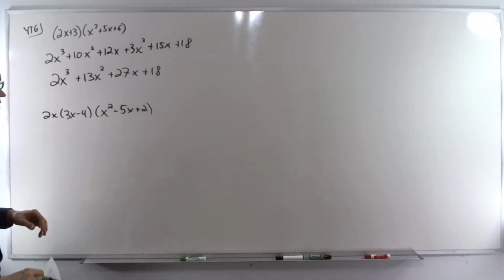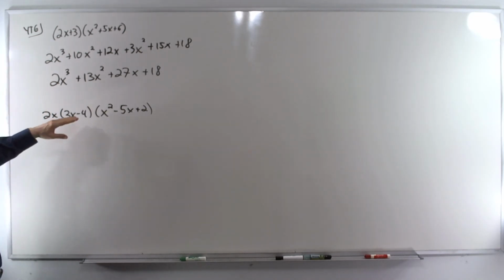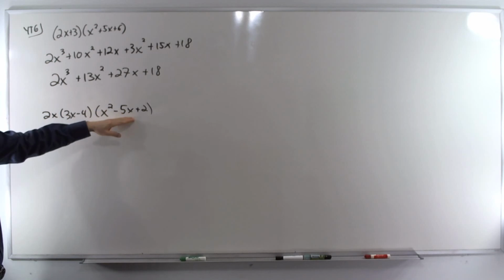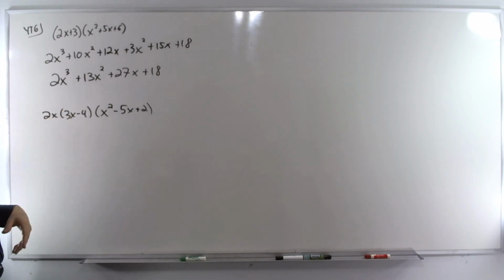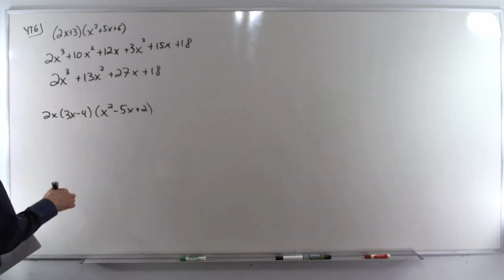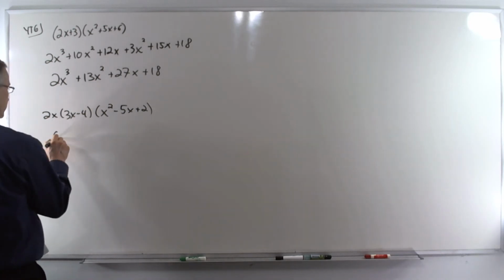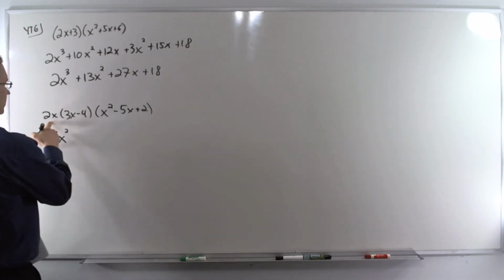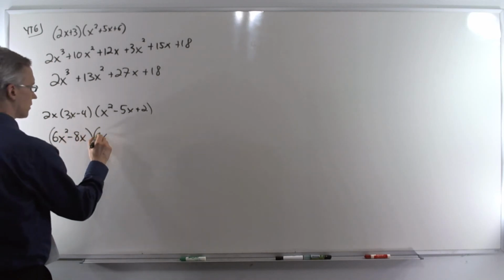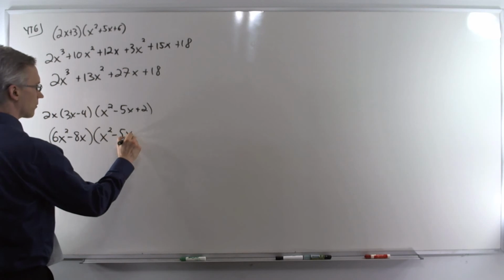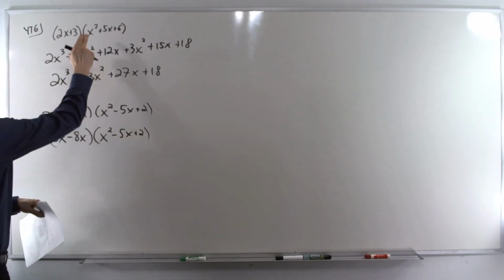So this one we can do it one of two ways. We can either multiply the binomial times the trinomial first and then distribute in the 2x, or you can distribute the 2x into one of these first and then multiply them out. So I'm going to distribute 2x into here first. So 2x times 3x is 6x squared, and 2x times negative 4 is negative 8x. All right, now we got one just like this.